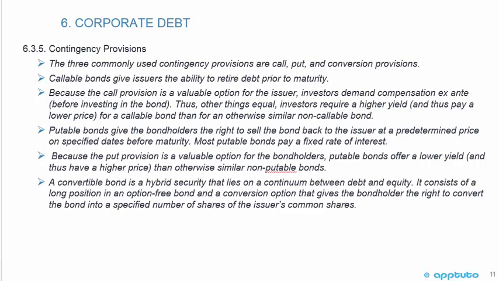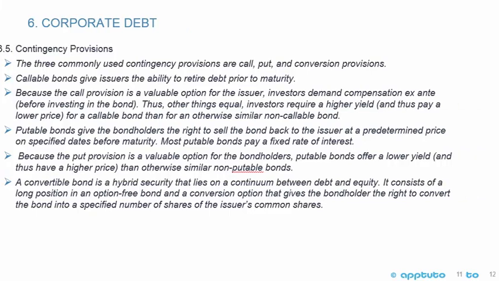A convertible bond is a hybrid security that lies on a continuum between debt and equity. It consists of a long position in an option-free bond and a conversion option that gives the bondholder the right to convert the bond into a specified number of the issuer's common shares. And we saw the conversion ratio in the previous LOS. So again, this slide with regards to contingency provisions should be a review.